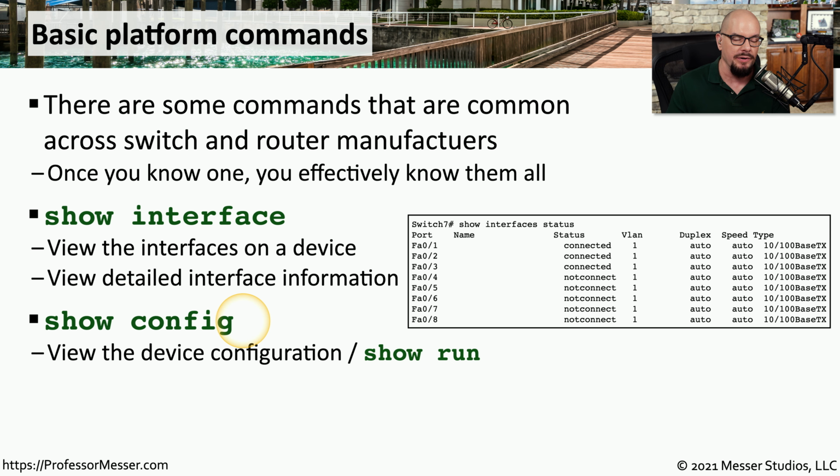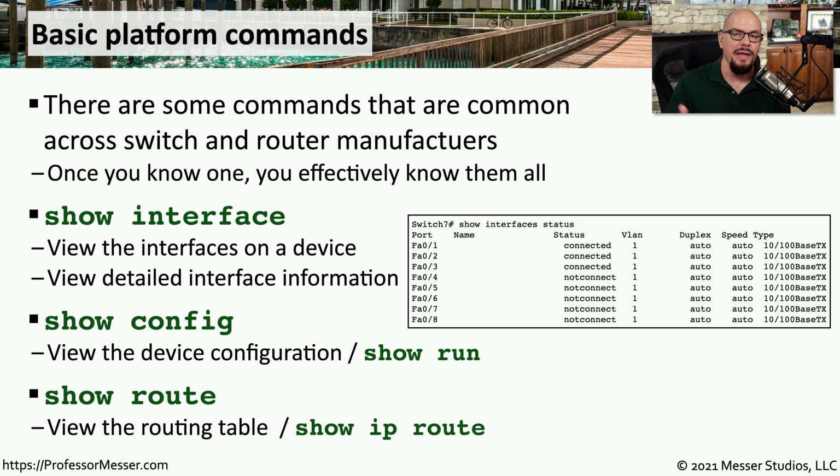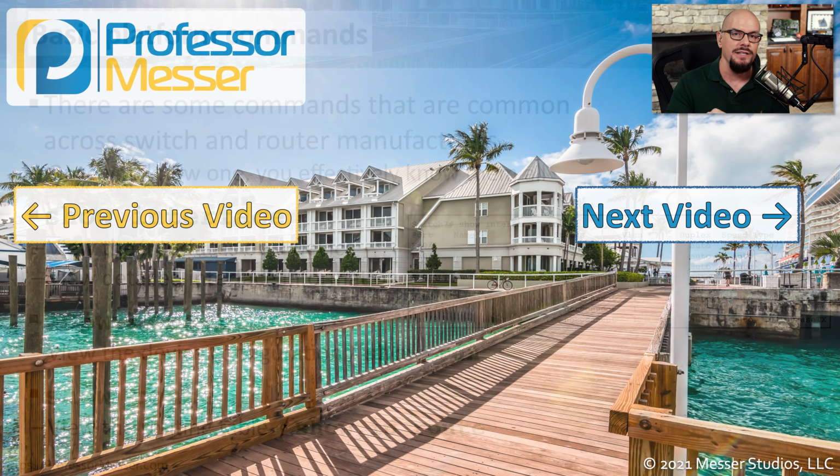Show config is another example of a common command you would find on a device. You can go to the command prompt of many firewalls, type in show config, and see the configuration of that firewall. If you're on a different manufacturer's device, like a Cisco switch or Cisco router, you would find there are similar commands to show config, such as show run. And if you want to see the routing table across many manufacturers' routers, you can use the show route command. On a Cisco device, it's the show ip route command, but you can see that's very similar to show route. Once you know what you're looking for and you know the basic platform command, you can usually find the proper derivative in the device that you happen to be using.